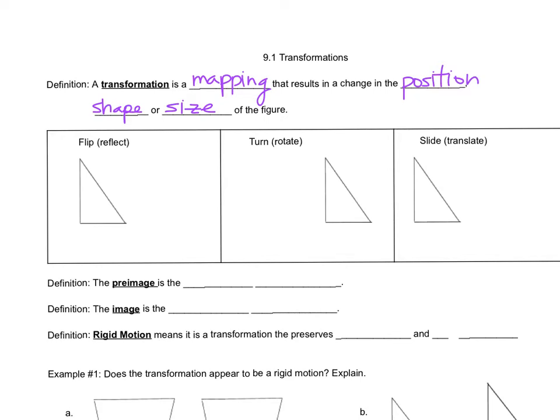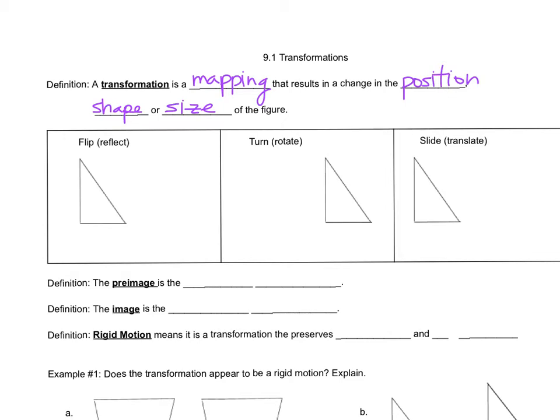You think of, what's that show? The Biggest Loser, right? They undergo a transformation. So they looked like one thing and they became something different. Either a change in their position or their shape or their size would be a good example for those ones.